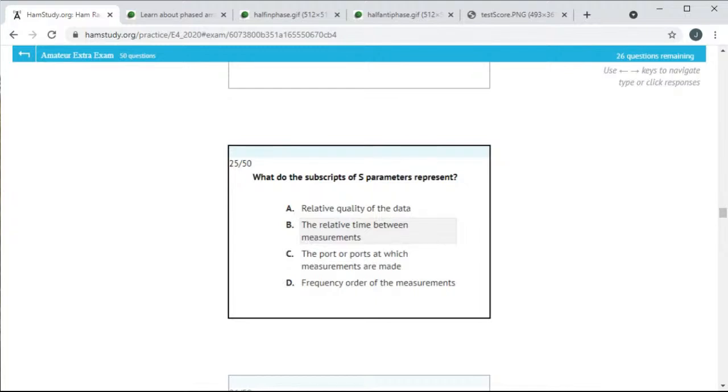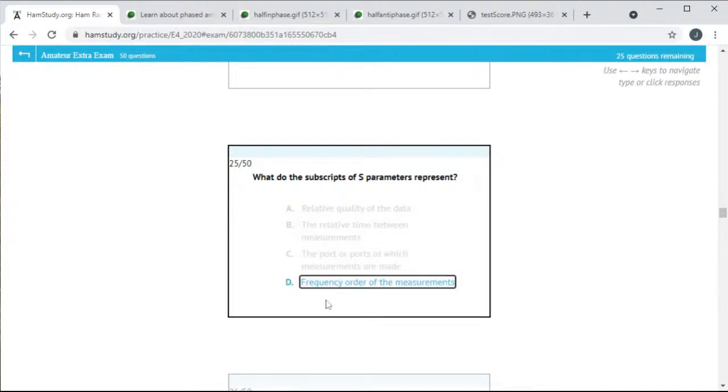What do the subscripts of S parameters represent? A, relative quality of the data. B, relative time between measurements. C, the ports at which measurements are made. D, frequency order of the measurements. I'm not exactly sure. I'm going to go with D.